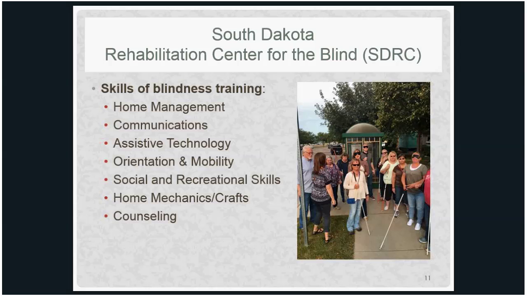Some of the skills taught at the center include orientation and mobility. We have an orientation mobility specialist there. They receive very significant training to be certified as an O&M trainer. They take people out into the community and teach them how to use the white cane, how to cross busy streets, how to use the bus system, things like that. Not only outdoors, but also indoors, how to get around hallways and doorways and opening doors and that sort of thing.